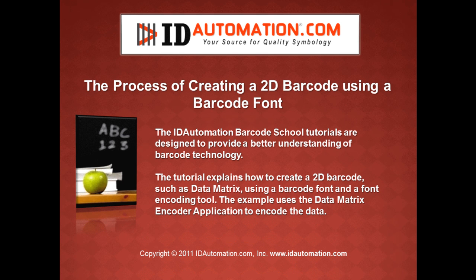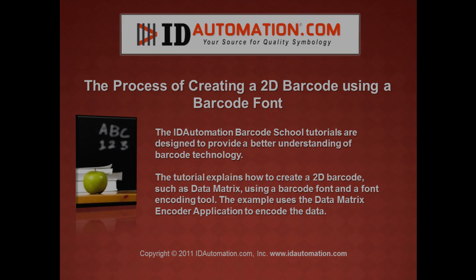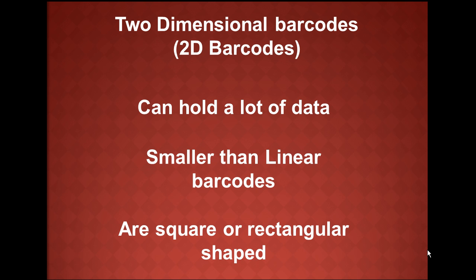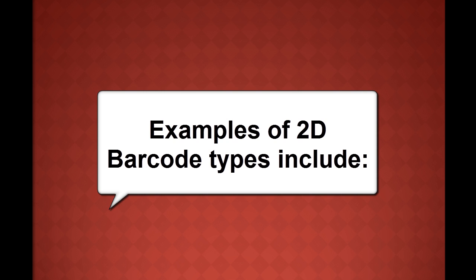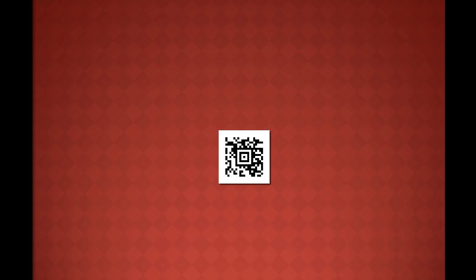The process of creating a 2D barcode using a barcode font. Two-dimensional or 2D barcodes are barcode types capable of producing barcodes that contain a lot of data. They are usually much smaller than a linear barcode and may appear as a square or a rectangle. Examples of 2D barcodes include Data Matrix, PDF 417, Aztec, QR code, and Maxicode.